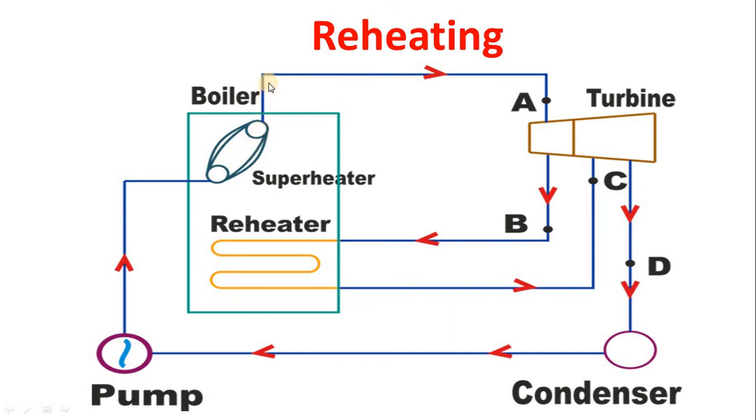Whatever steam is generated in the boiler enters the steam turbine, and from the steam turbine it enters the condenser. In the condenser it gets condensed and the steam is converted into liquid, and that water again enters the boiler through the boiler feed pump. This is a conventional cycle, but why is the reheater used? This is the most important question.